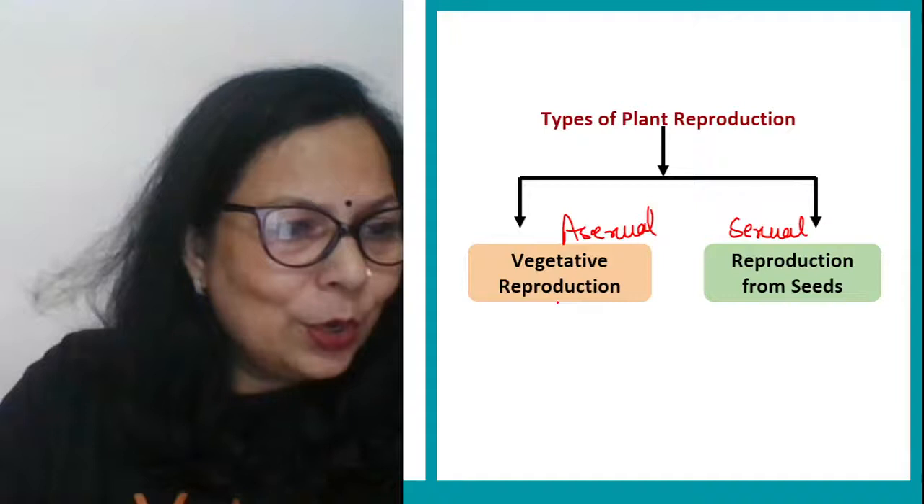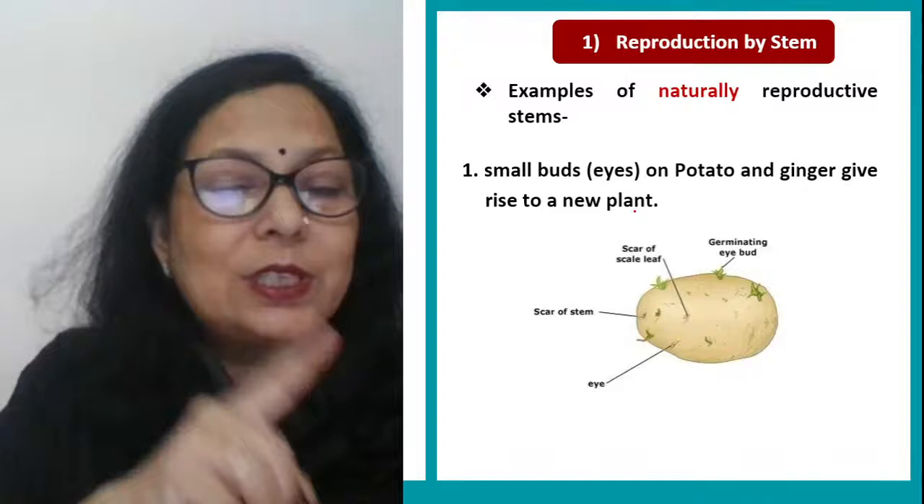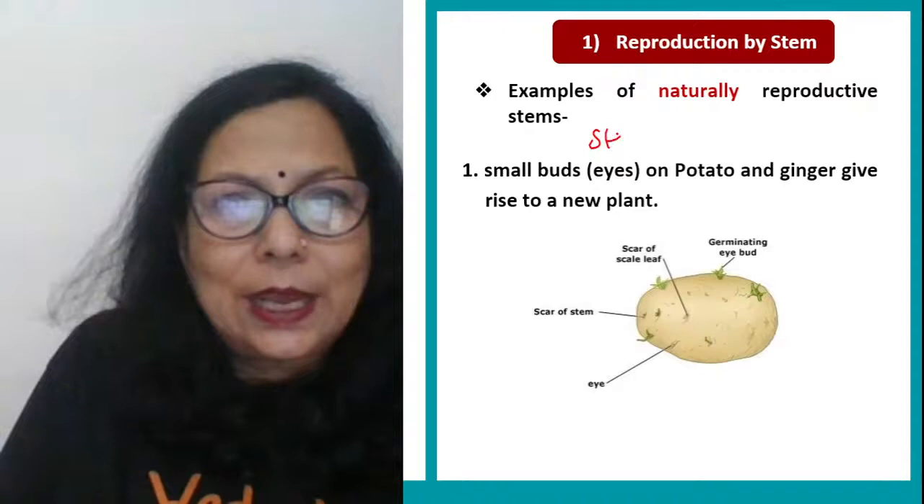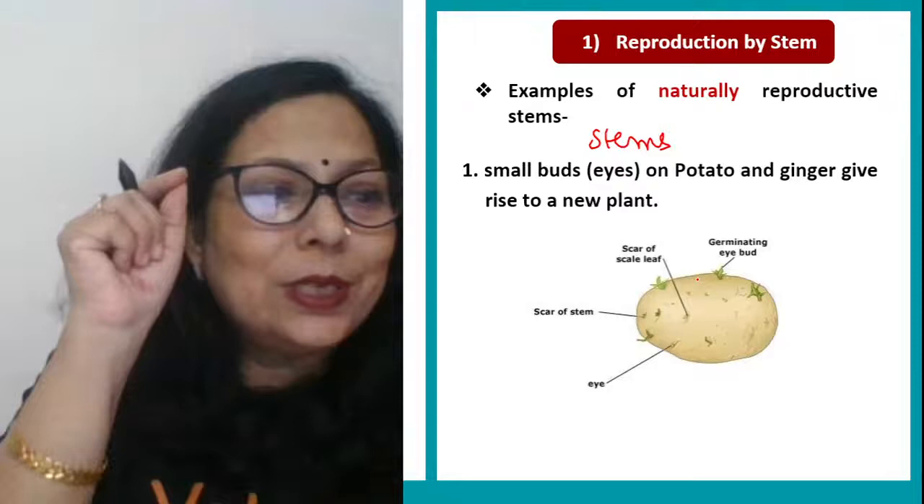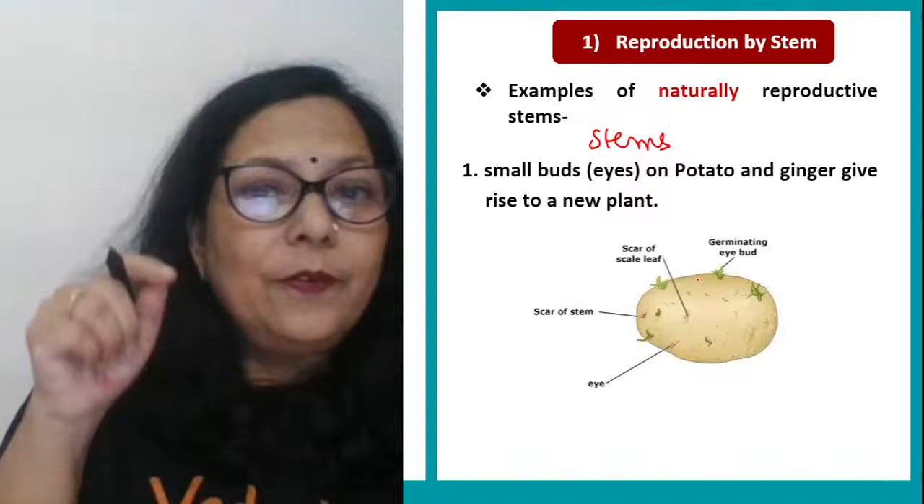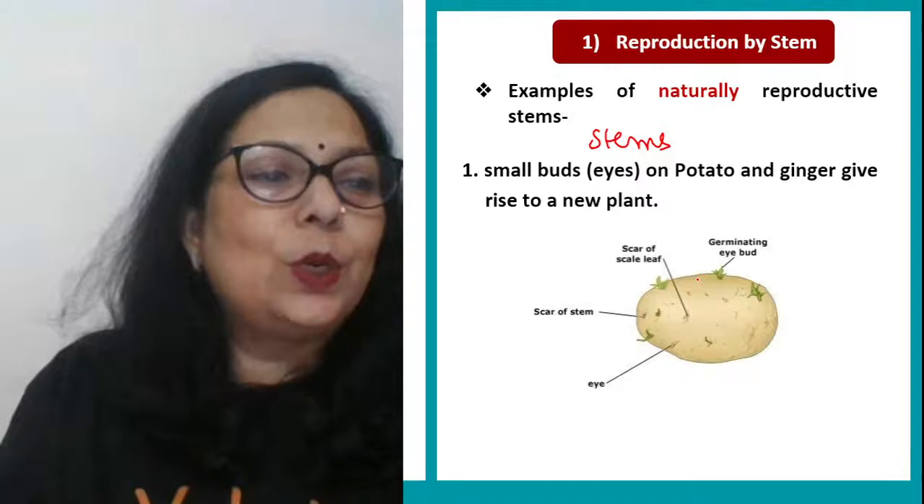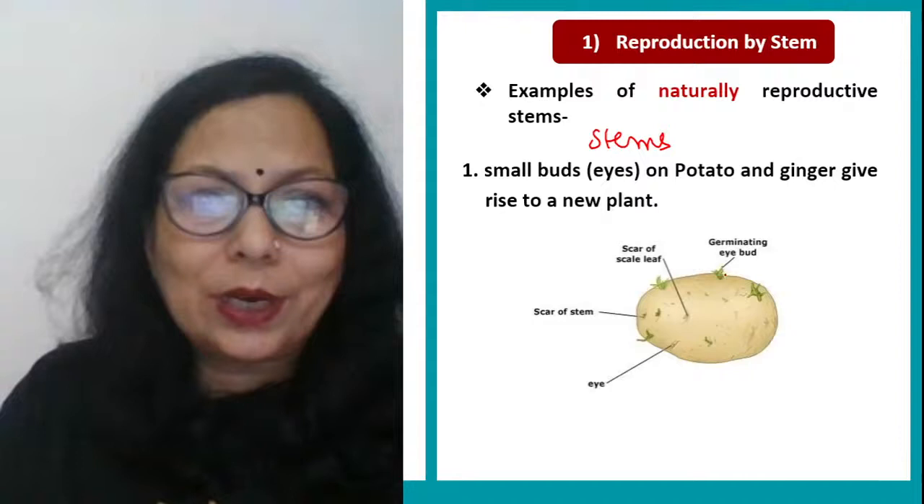So see, vegetative means reproduction from besides flower and seed, any other part of the plant. So first of all, by stems. In stems, potato has got eyes, so they germinate. Potato is a stem. It is not a root, although it grows inside the ground. Whereas sweet potato also grows inside the ground, but its reproduction is by root. That is a root.